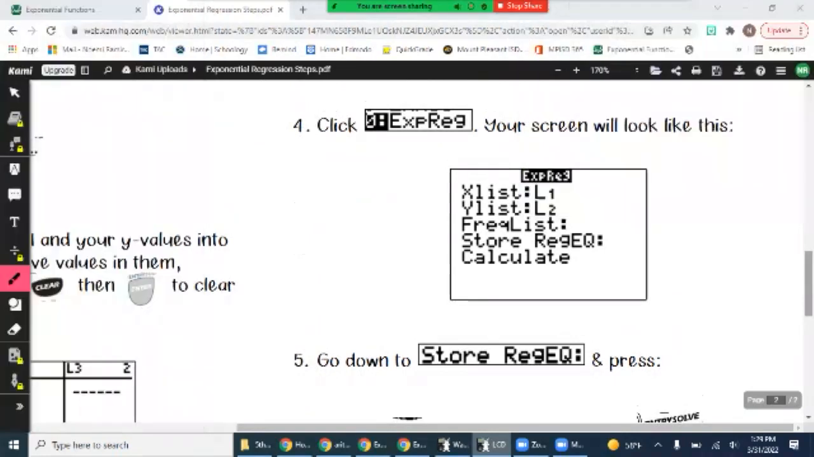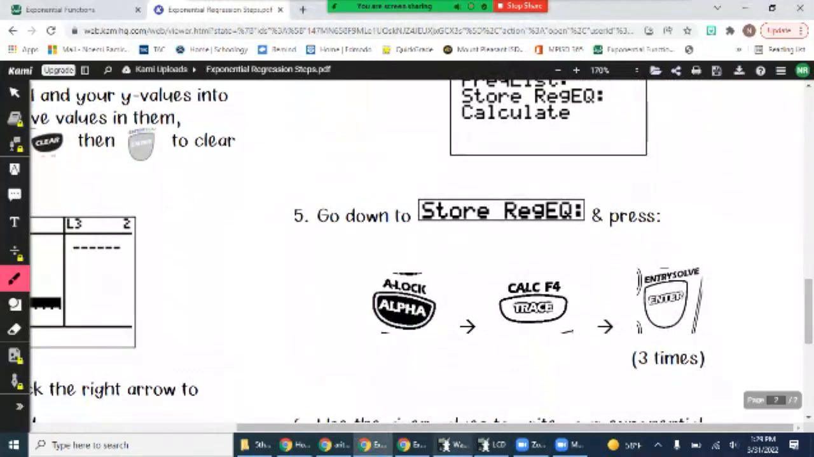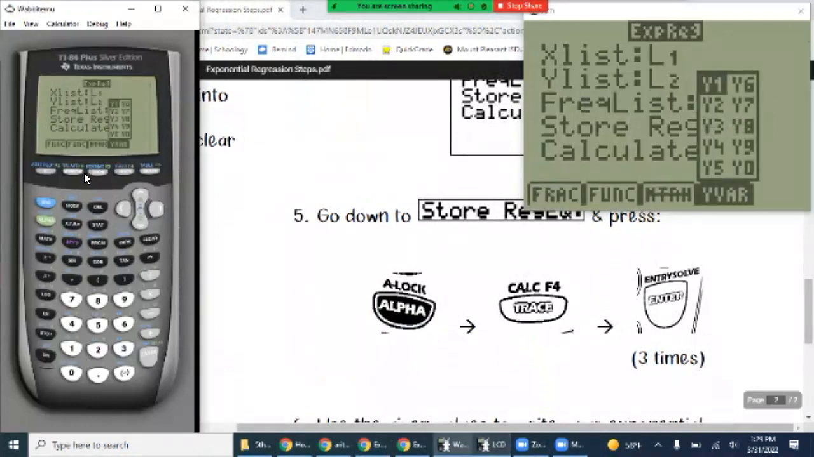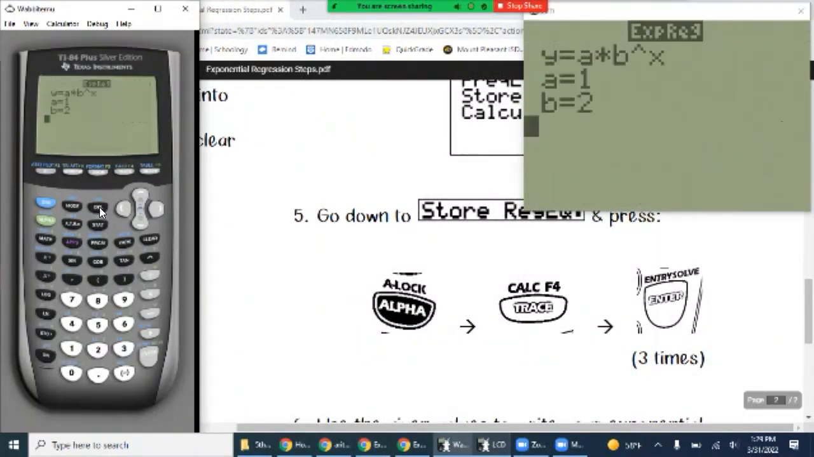And in store, I have now actually given you the buttons and they're printed really big. Alpha trace, alpha trace, alpha trace, enter 3 times. And that's the screen that you should end up with. A equals 1, B equals 2.